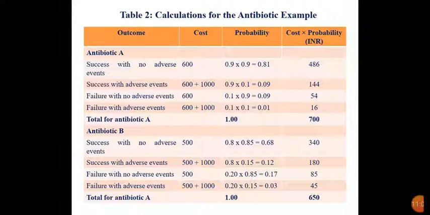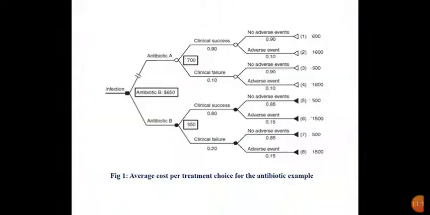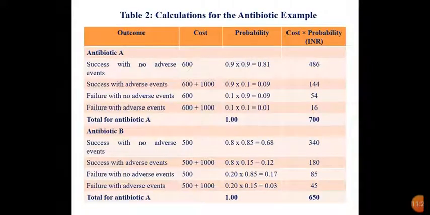Similarly, for antibiotic B also, success with no adverse events, the cost is 500, and the probability for antibiotic B, success with no adverse event, is 0.80 into 0.85, then it becomes 0.68. The cost and probability is 340 rupees.